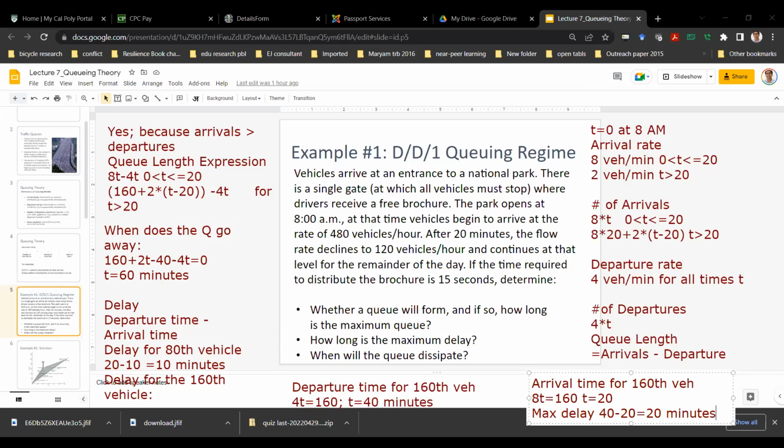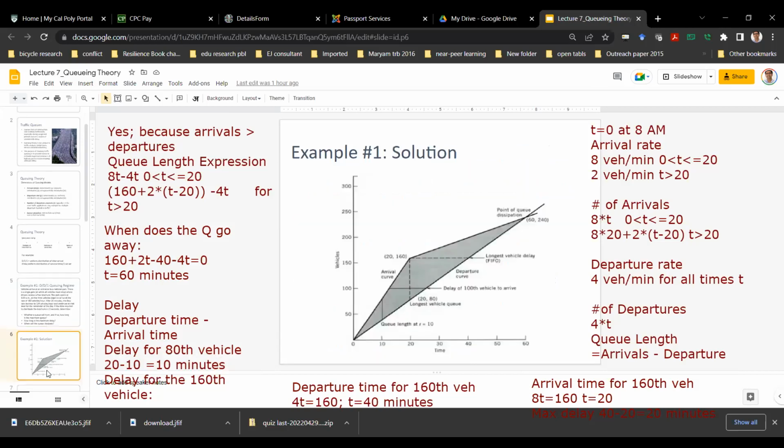So you can actually represent this solution graphically. I'll show you in the next slide. I know time's up almost. Your departure rate is represented by this curve right here. And your arrival curves are right here. They go above the departure curve, and that's where there is a queue. On the x-axis you have the number of vehicles, and on the y-axis you have the time.